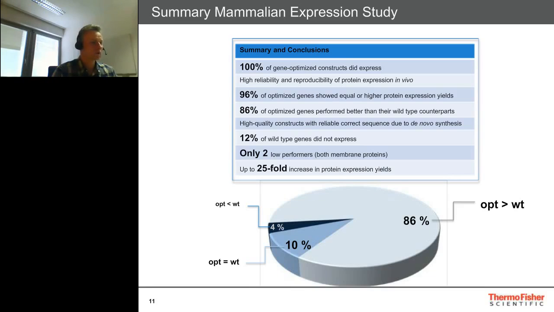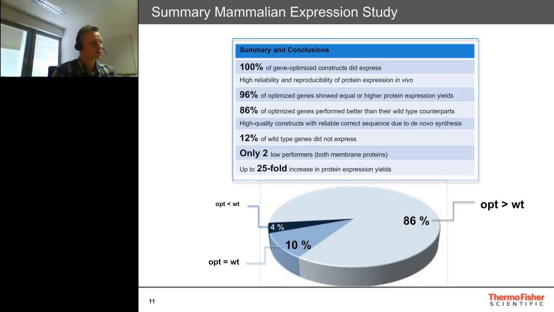86% of the optimized genes expressed better than the wild type, and only 10% of the optimized genes expressed as good as the wild type genes, and only 2 of these genes were a little less well expressed as the optimized version versus the wild type version. Through the optimization, we had an increase in expression yields of up to 25-fold.